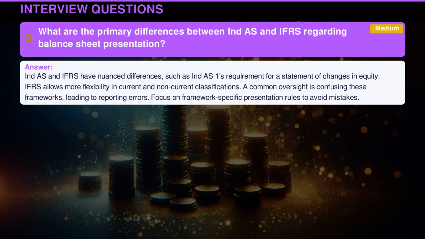Indian Accounting Standards and International Financial Reporting Standards have nuanced differences, such as Indian Accounting Standard 1's requirement for a statement of changes in equity. International Financial Reporting Standards allow more flexibility in current and non-current classifications. A common oversight is confusing these frameworks, leading to reporting errors. Focus on framework-specific presentation rules to avoid mistakes.